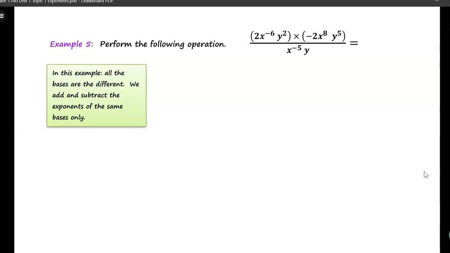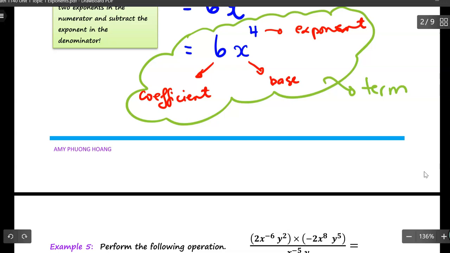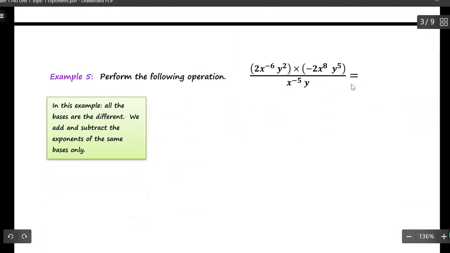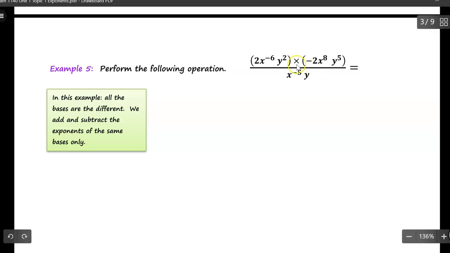Now we move on to example number 5. And I would like you to note this. In example number 4, you see that all the bases are the same, x, x, and x. In this case, I actually changed the bases: I have x, then I have y, and I have these 2 terms multiplied with each other and divided by this. So I will do it step by step.